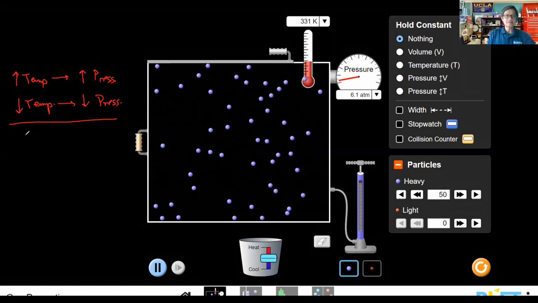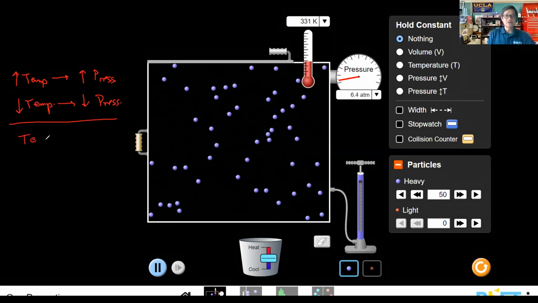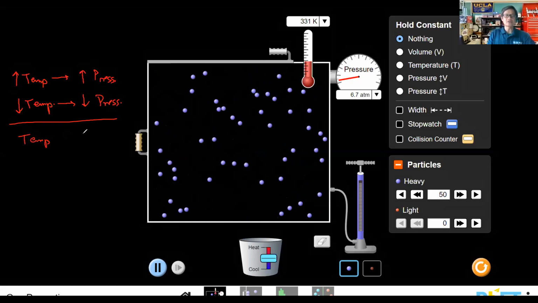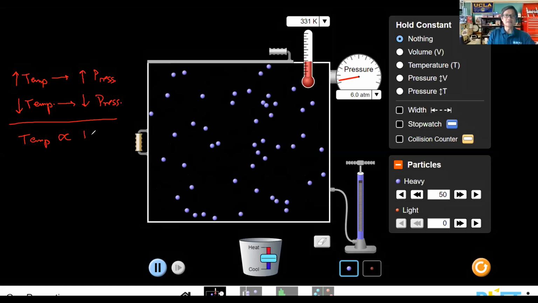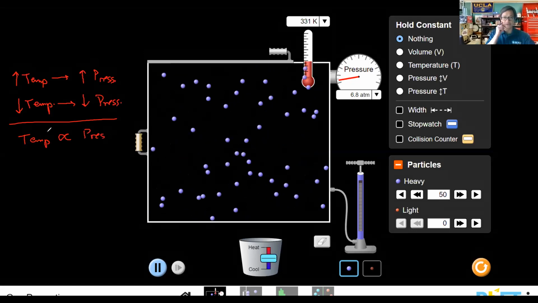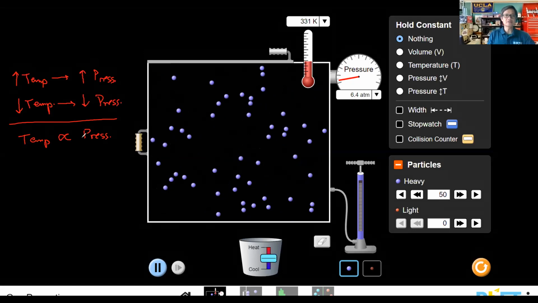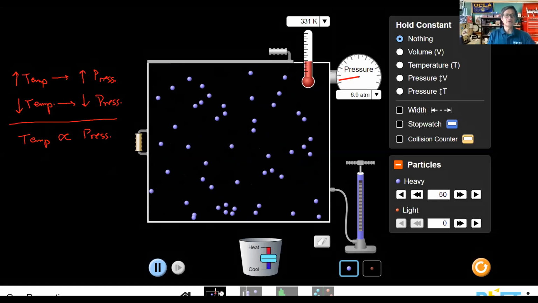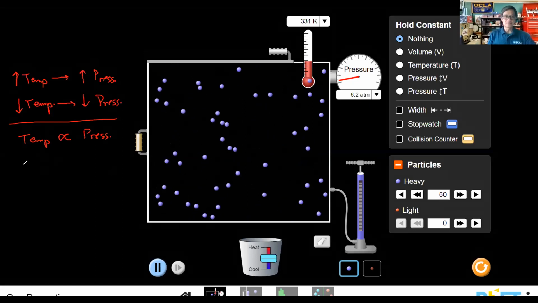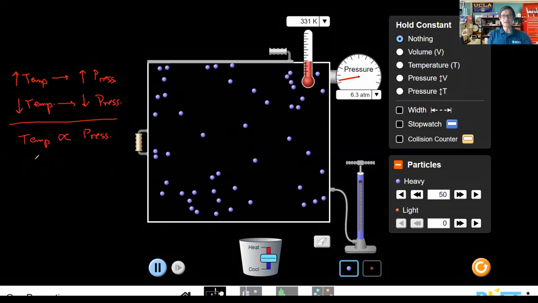Well, the temperature changes in the same way as the pressure. So there is a direct relationship, not an inverse, but a direct relationship between the two of them. And so we can relate these two together. And so this is the second PhET lab that you do.